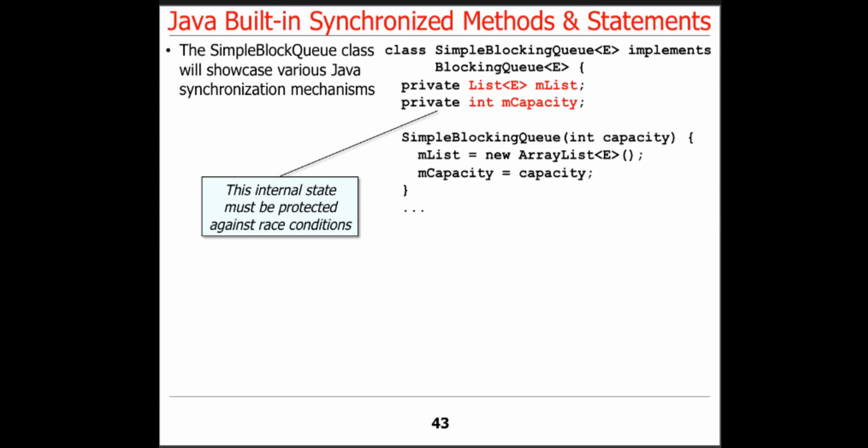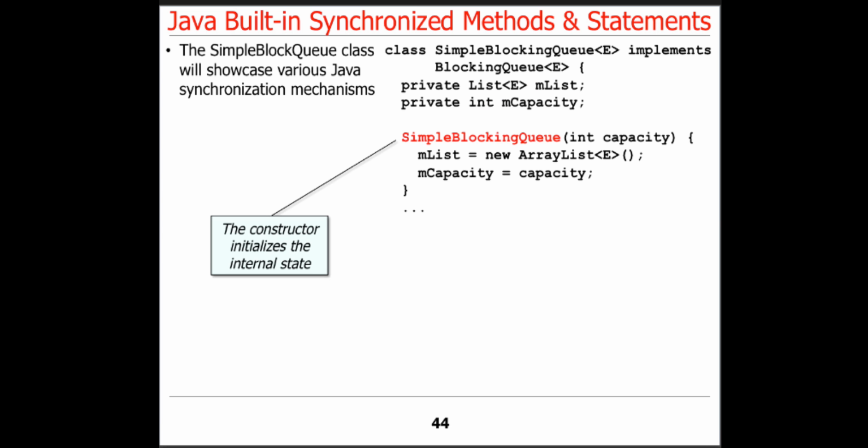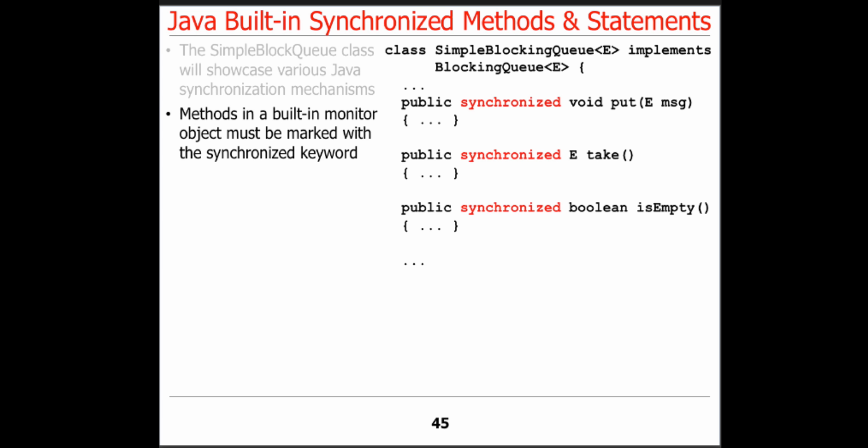And it's got some internal state. And this internal state, of course, has to be protected against race conditions because it doesn't use the locking intrinsically. mlist is a list of whatever we're parameterizing this thing with. And capacity is just a count of the maximum number of elements that can be in this queue. And then the constructor obviously initializes all this stuff. So you can see it makes a new array list, which is not bounded by anything, and it keeps track of the capacity.